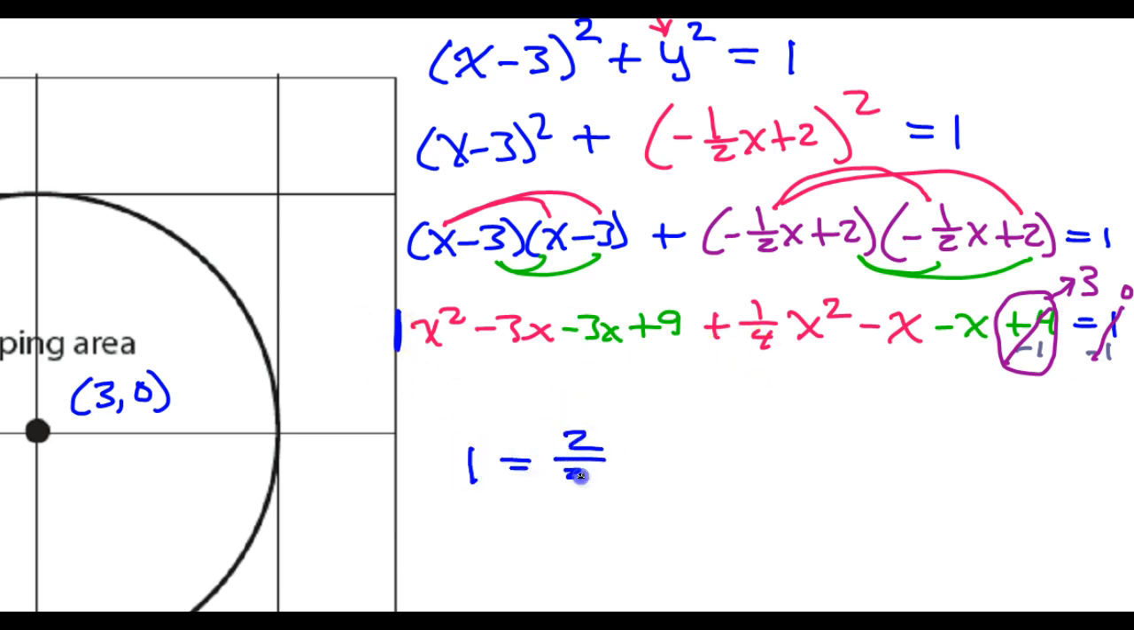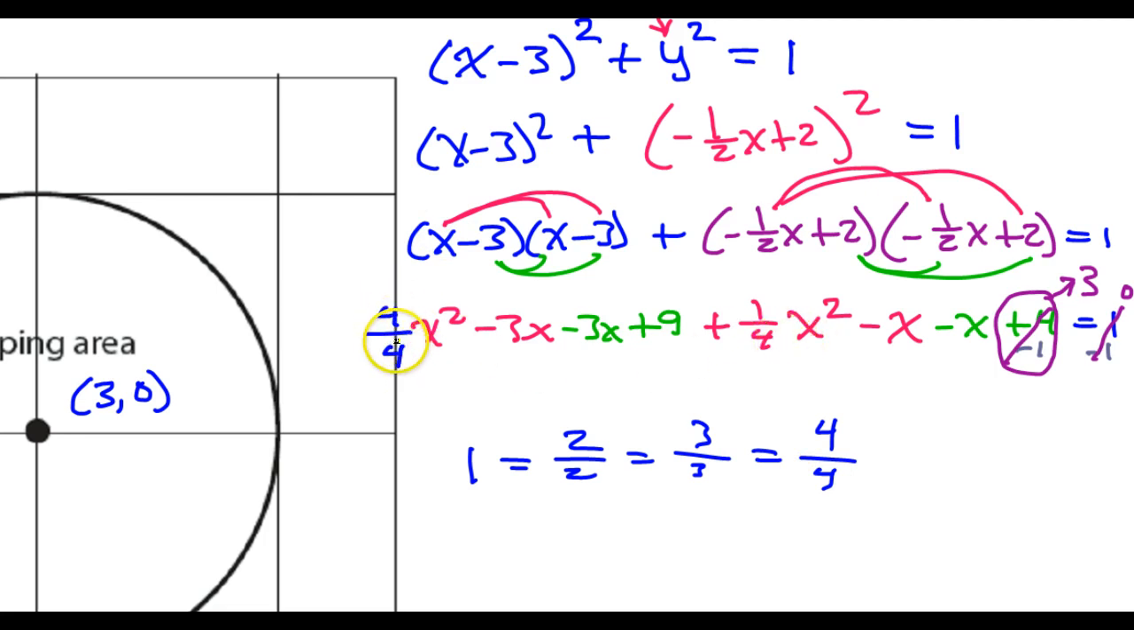1 can be 2 over 2, 3 over 3, 4 over 4, etc. Anything divided by itself equals 1. Why do I mention that now? Well, I need common denominators. And if I choose 1 but write it as 4 over 4, then I immediately have like denominators.